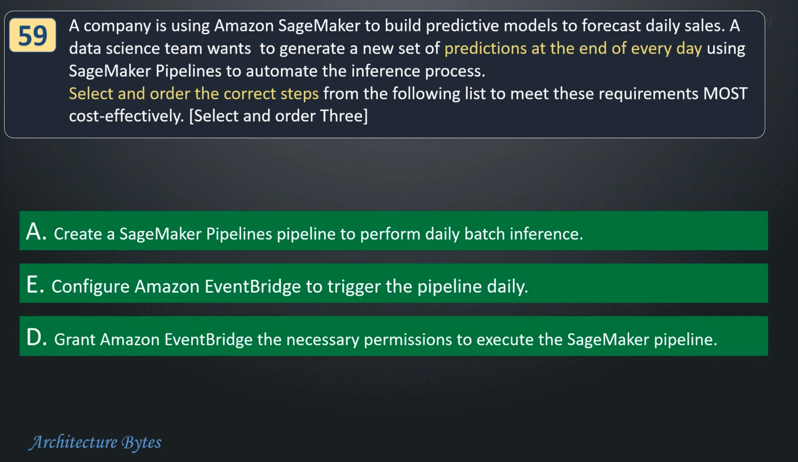And the correct order is A, E, and D. So first create SageMaker pipeline to perform daily batch inference, then configure Amazon EventBridge to trigger the pipeline daily, and then grant Amazon EventBridge the necessary permissions to execute the SageMaker pipeline.